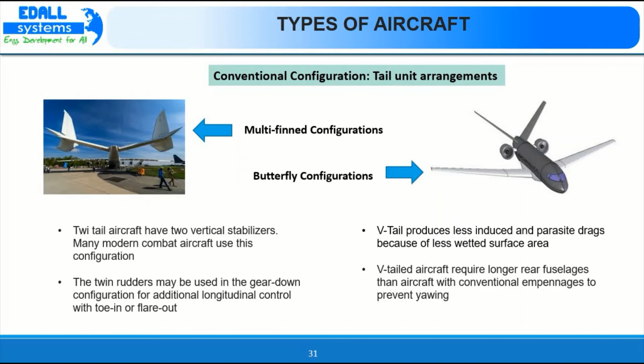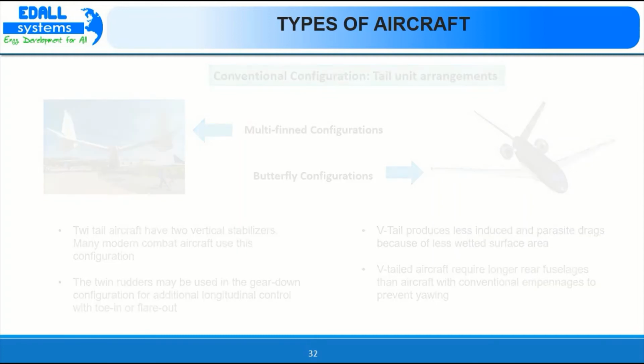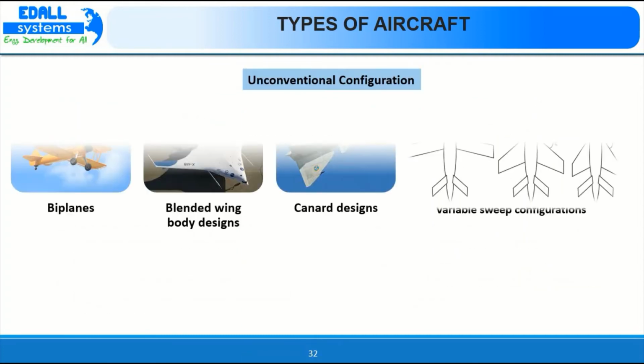So this kind of aircraft requires a longer rear fuselage than aircraft with the conventional empennage we have been seeing till now, to prevent yawing. This kind of configuration is mostly used in UAVs, that is unmanned aerial vehicles, and it is very difficult to use this kind of configuration in civil transport or fighter jets. Then next we will see unconventional configuration.